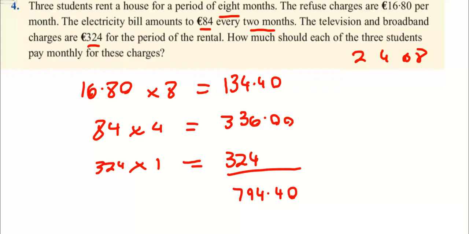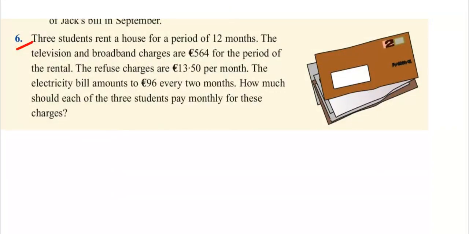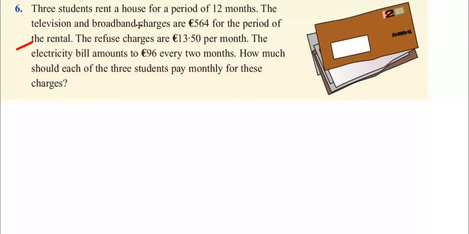Okie dokie, 2-4. Now we're on to 6. 3 students rent a house for a period of 12 months. The television and broadband charges are €564 for the period of the rental. The refuse charges are €13.50 per month. Electricity is €96 for every 2 months. How much should all 3 students pay monthly for these?